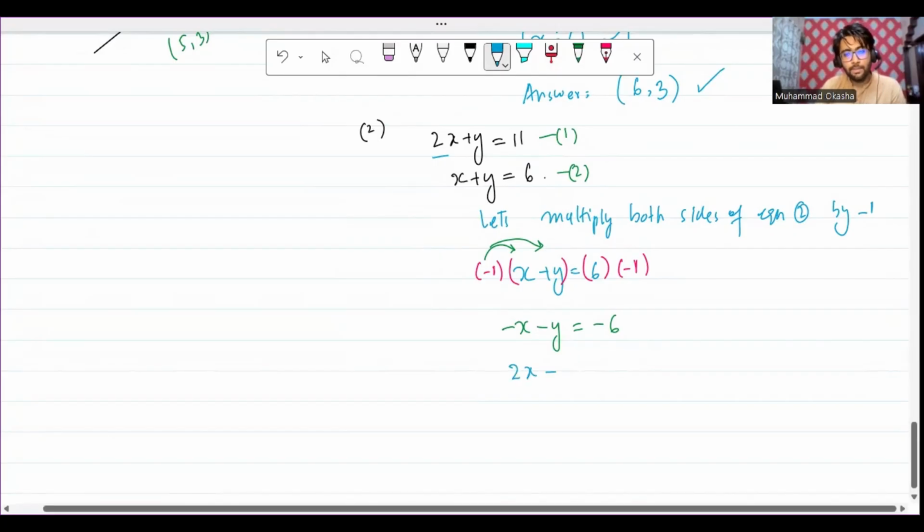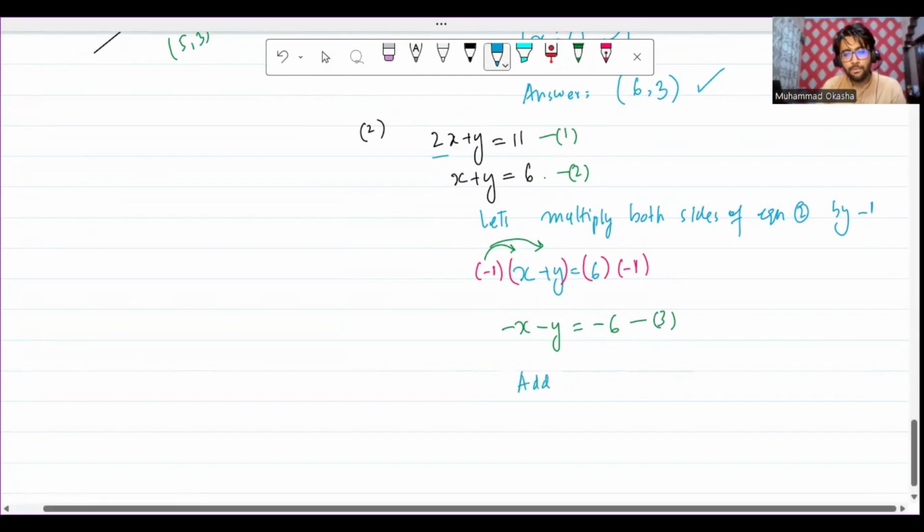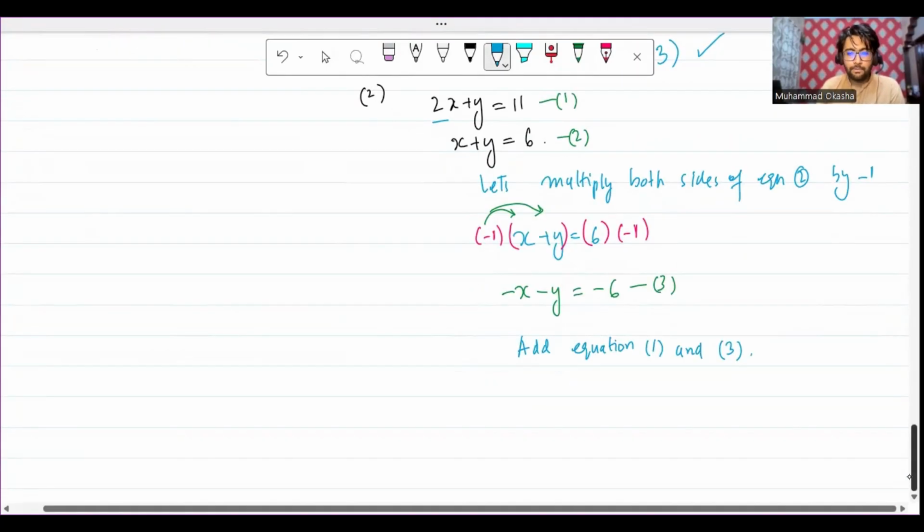Now, if I were to add the two equations, I'll write the other equation beneath it. That is going to be 2x plus y. Let's call this equation 3. Okay, we now have a third equation. If you carefully notice, in equation 1 you have a positive y, and in equation 3 you have a negative y. I can now add these equations. Add equations 1 and 3 so that one of the variables will cancel out. Let's write equation 1 first: 2x plus y equals 11, and -x minus y equals -6.